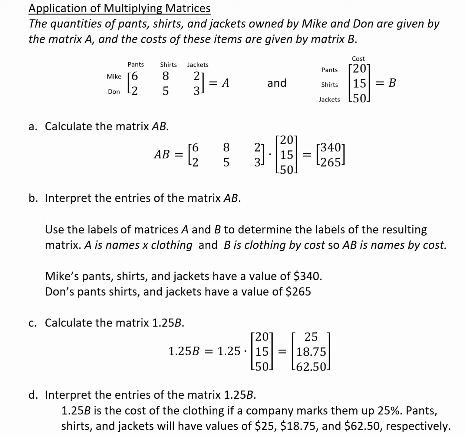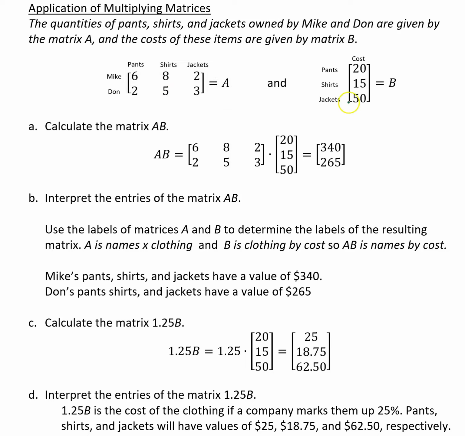Let's take a look at an application of multiplying matrices. The problem at the top reads, the quantities of pants, shirts, and jackets owned by Mike and Don are given by the matrix A, and the cost of these items are given by matrix B. So if we look at these matrices, we can see that Mike has 6 pants, 8 shirts, and 2 jackets. Don has 2 pants, 5 shirts, and 3 jackets.